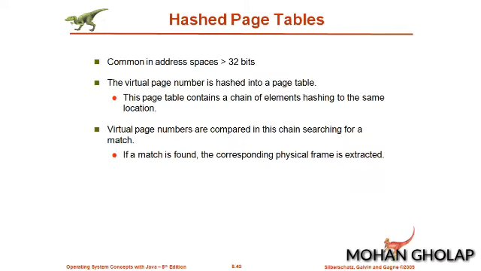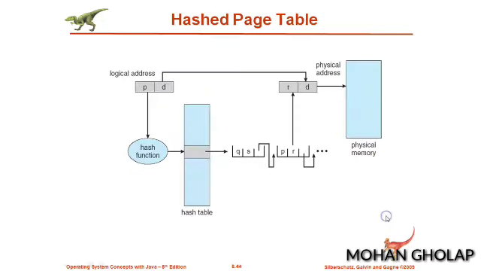Here the virtual page number is hashed into a page table. This page table contains a chain of elements hashing to the same location. The virtual page numbers are compared in this chain, searching for a match. If a match is found, the corresponding physical frame is extracted. Let us see one example here. As we saw, the logical address is divided into two parts, the page number and the offset. The page number is used for hashing into the hash table.